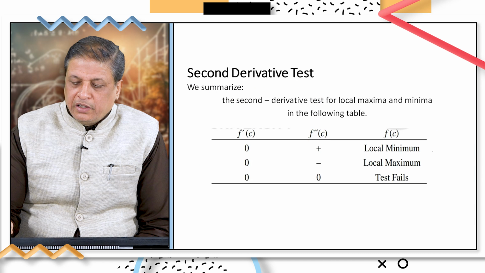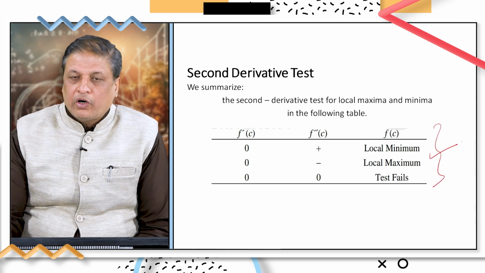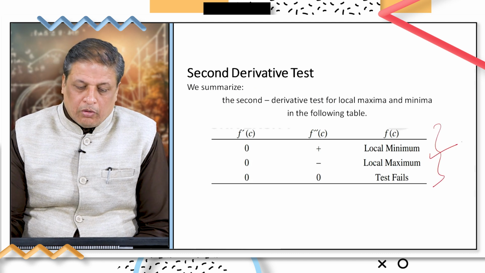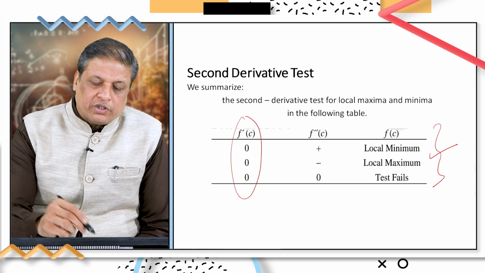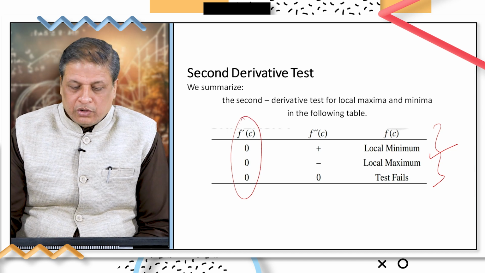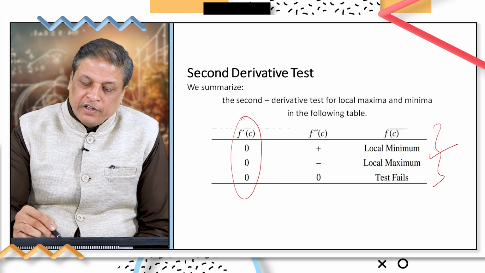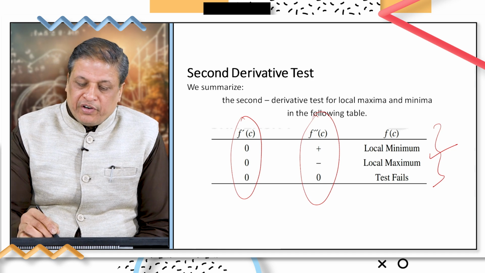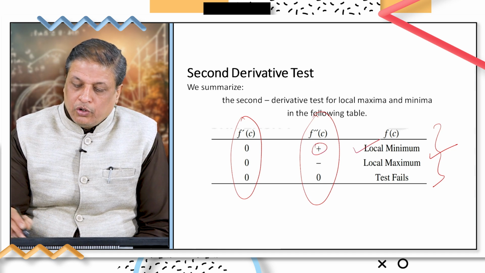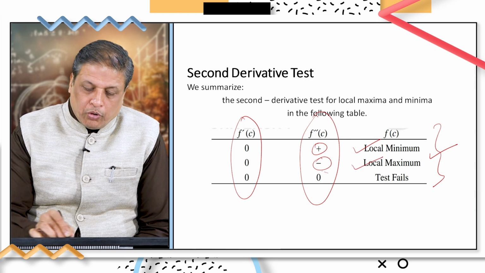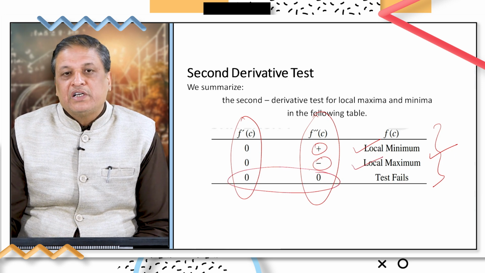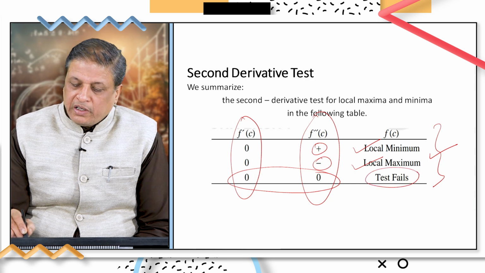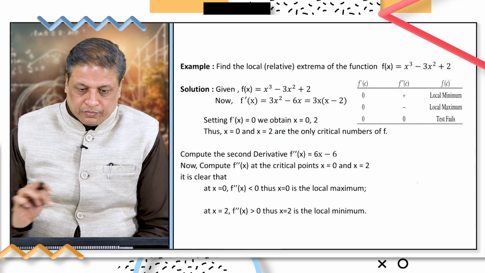Now, here is a summarization of what the second derivative test is all about. You are firstly supposed to check that f'(c) should be equal to 0. This is the first important condition. Secondly, you are supposed to determine the second derivative f''(c), and if it turns out to be positive, it is a local minimum. If it turns out to be negative, it is the local maximum. If both turn out to be 0, that is f'(c) is also 0 and f''(c) turns out to be 0, then the test fails.